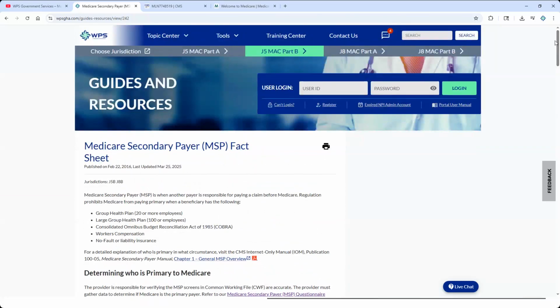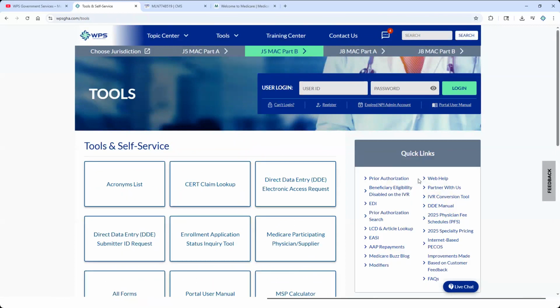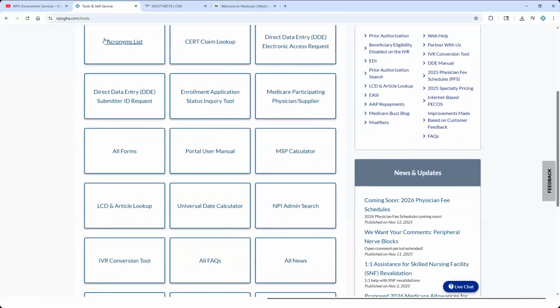The next WPS resource that was actually questioned is under tools. Right here on the top. So you can go to the top, then you go to tools. I'm just going to use all tools. What I like about this is that if I scroll down, you will see the MSP calculator. It's going to be on my screen on the left column, the third row down. Now again, depending on the size of your screen, it may be in a different location.